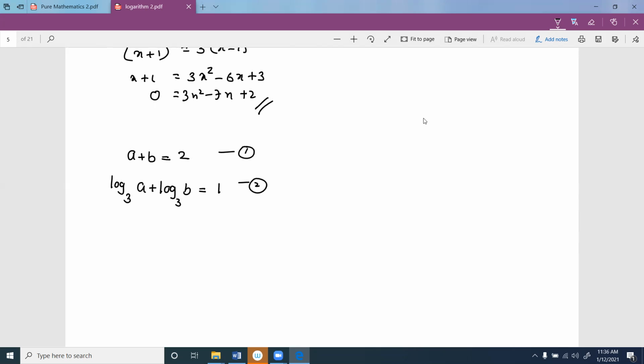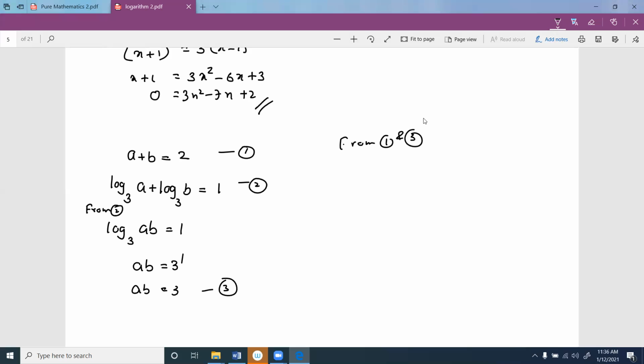So what you can simply do is simplify this logarithmic term. Then from 2, you can write log 3ab equals 1. From here you can write ab equals 3 to the power 1, that is ab equals 3. I'll take this as the third equation. From 1 and 3, from 3 I can take a equals 3 over b.